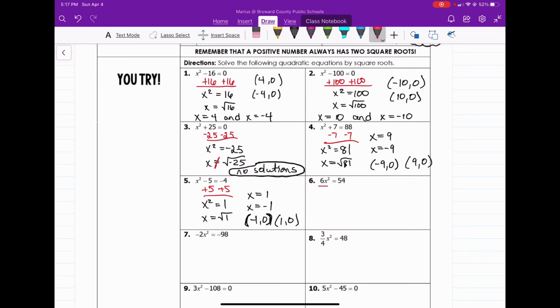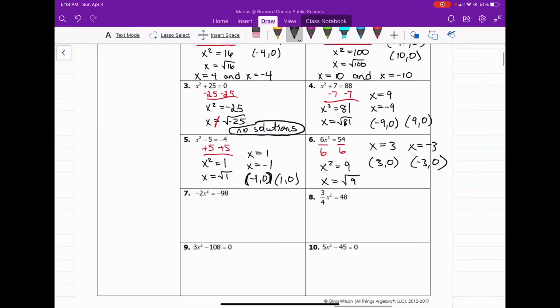Let's take a look at number 6. We would simply divide both sides by 6 to isolate the x squared. That's going to be x squared is equal to 9. When we take the square root of both sides, the square root of 9 is equal to 3, and it's equal to negative 3. So one of our x-intercepts is (3, 0). Our other x-intercept is (negative 3, 0).